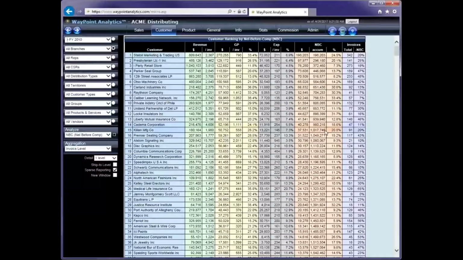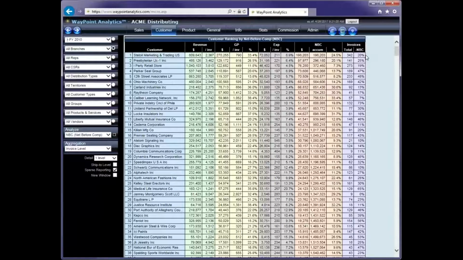We then have our NBC rate in this column here. We have our total number of invoices for the period, and then we have our percentage of those invoices that are negative NBC, so our money-losing invoices.